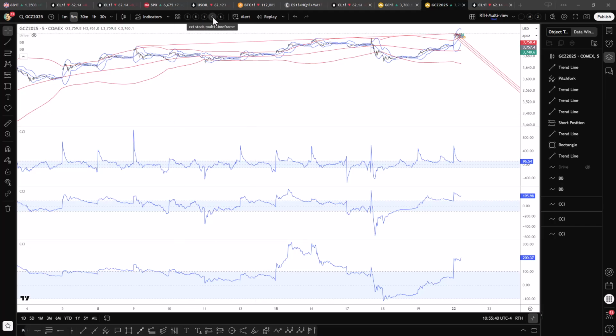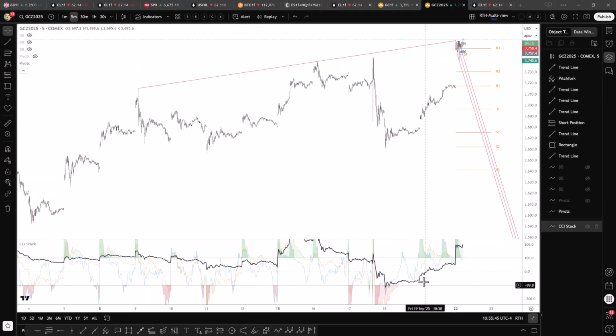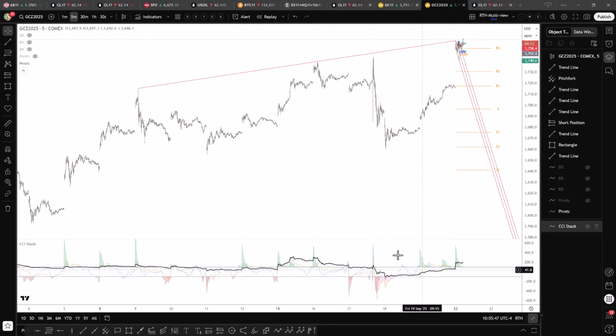So that's it really. Pretty simple. Like I said, the only special one is this one, which is a combination of the CCI, and it will work on multiple time frames. Okay, that's it.